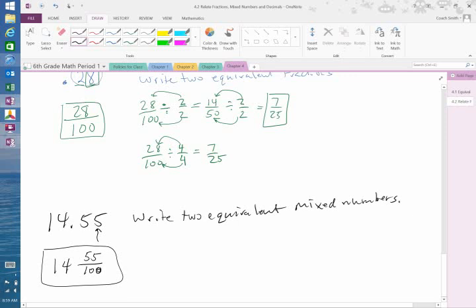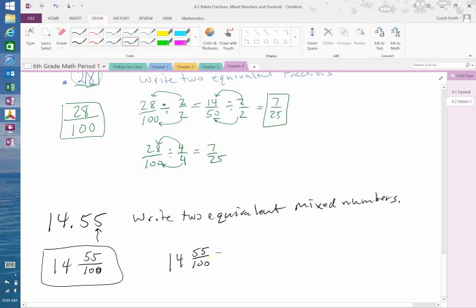Okay. Now, I must reduce 14 and 55 over 100. What's the common factor between 55 and 100? 5. Why? No, they're not both even. One ends in a 5 and one ends in a 0. Okay, that's why 5 will go into them. Because for 5 to go into a number, it must end in 5 or it must end in 0.